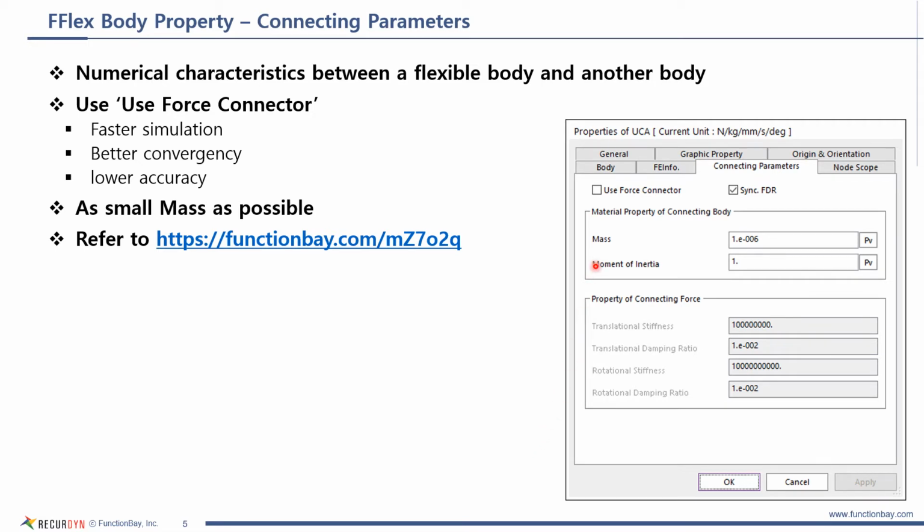Connecting parameter is a feature for advanced users. Connecting parameters are the numerical characteristics for the relation between a flexible body and another body which are connected by joint or force. When the use force connector option is used, the simulation speed and convergency are improved, but it can be less accurate. As for the mass value, it is recommended to use as small value as possible.